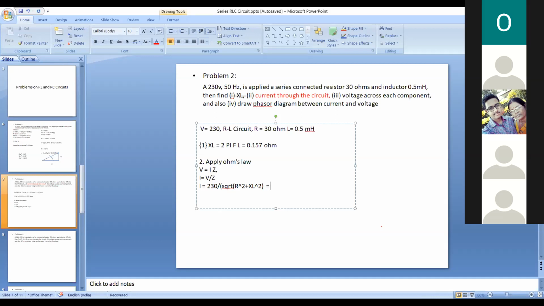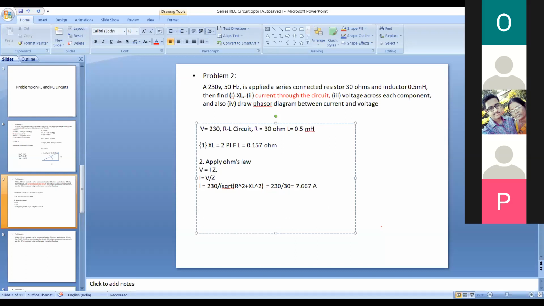That is equal to, can anyone tell me? R square is 30 square, and 0.157 square under root. It's about 30 only, right? So 230 by 30 is 7.6, 7.667 amperes.